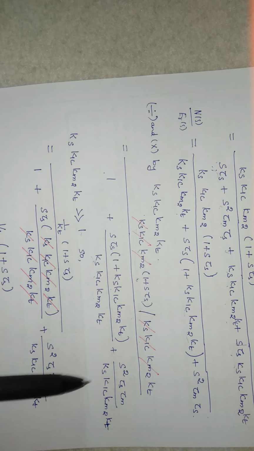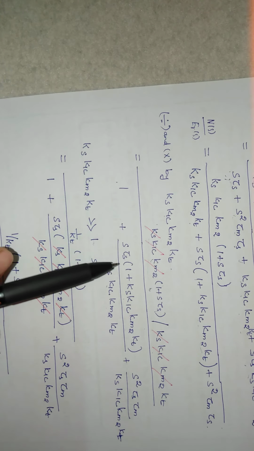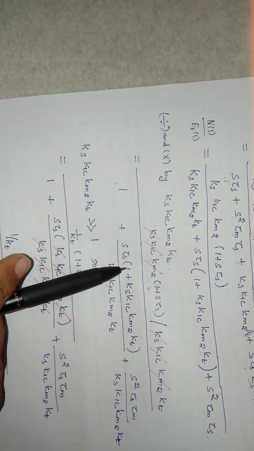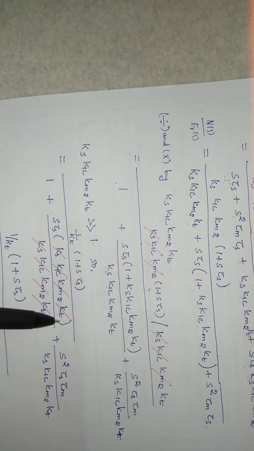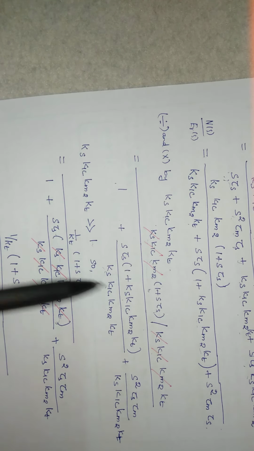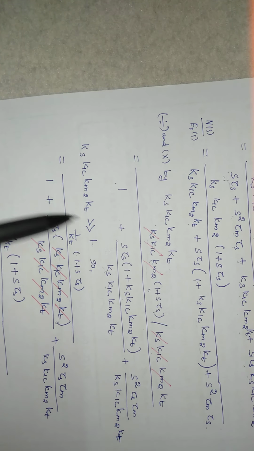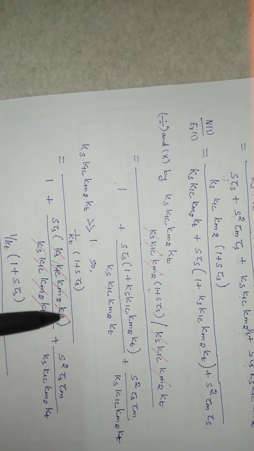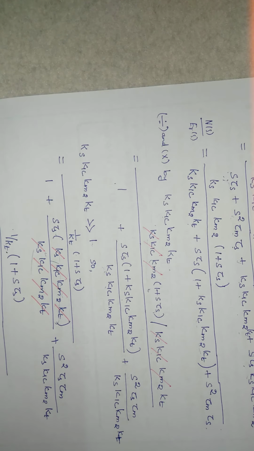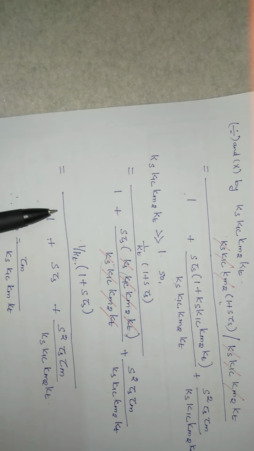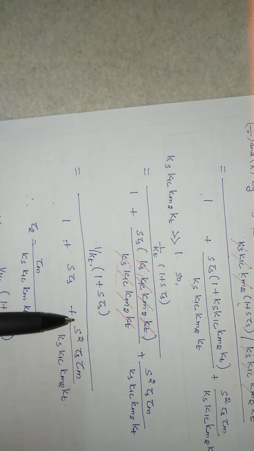So the remaining equations we are writing as they are. From this equation we are neglecting the one. So we write the remaining terms, the numerator as it is, and in the denominator the 1 plus this term will get cancelled. Further, we simplify 1 plus 1 divided by Kt into (1 plus s tau s) divided by 1 plus s tau s plus s square tau s tau m divided by Ks, Kic, Km2, Kt.